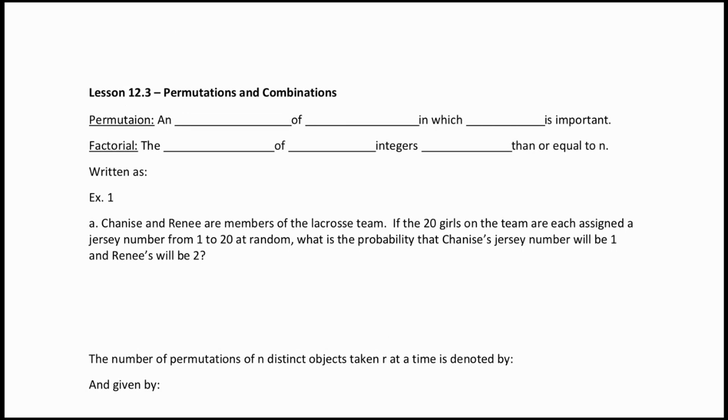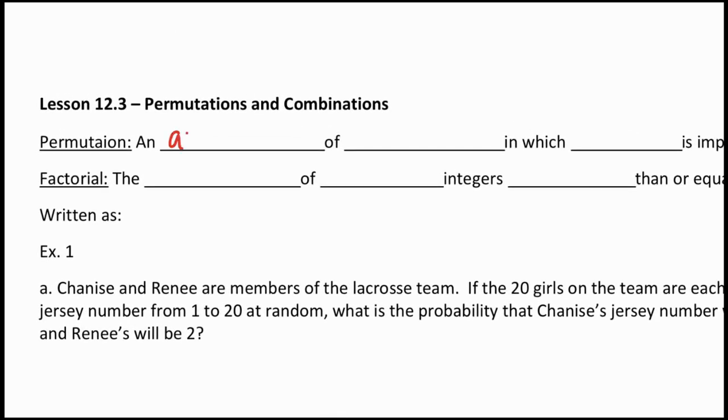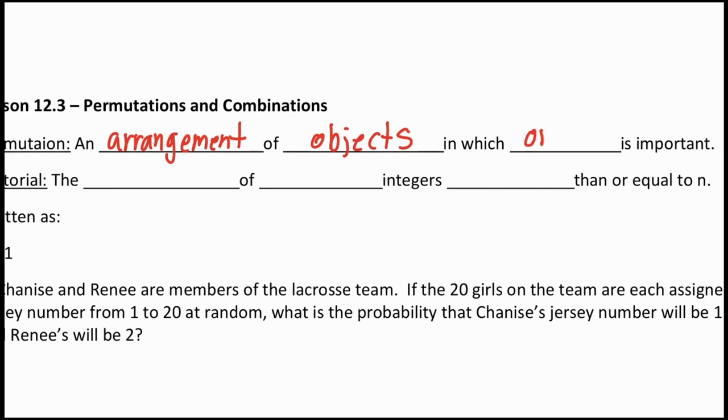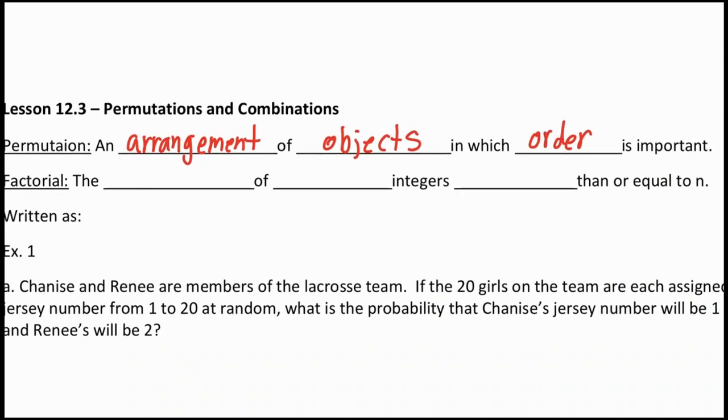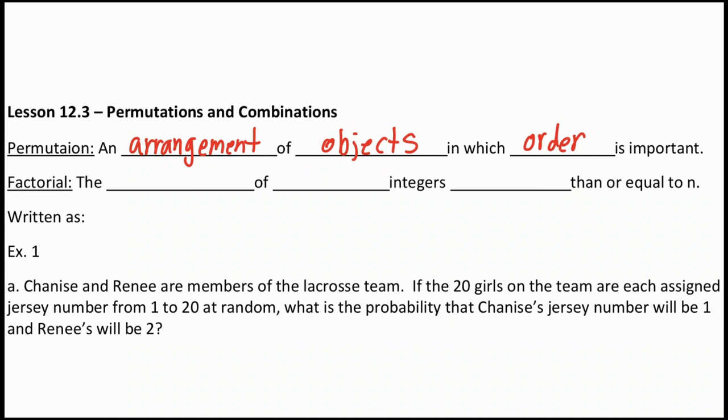So a permutation is an arrangement of objects in which order is important. So permutations is saying, like if we lined up at the door, the order in which we line up matters. Does that make sense? Okay, so order matters here.